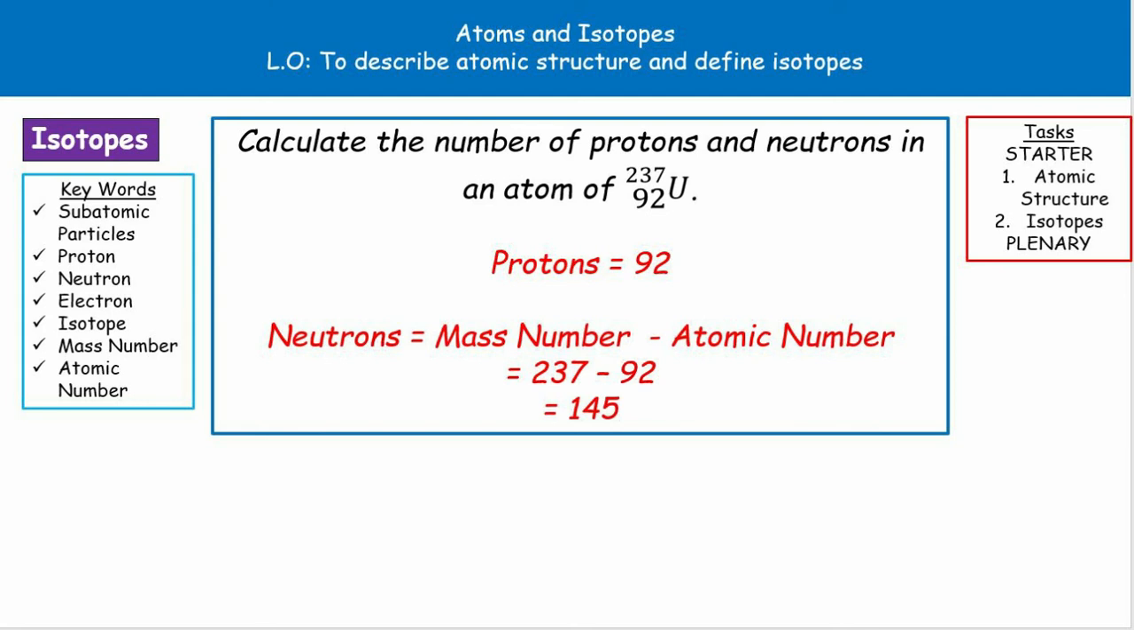Then to work out our neutrons, it's the mass number minus the atomic number, which would be 237 minus 92. Give yourself a tick if you got that bit. And that will give us an answer of 145. So give yourself a tick for that. Add them up, let me know who got 3, who got 2, who got 1.